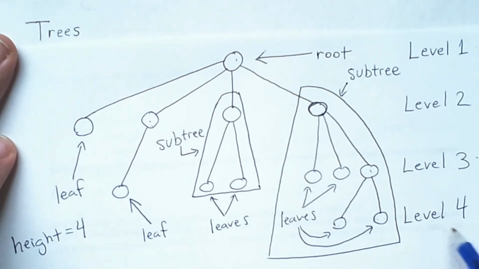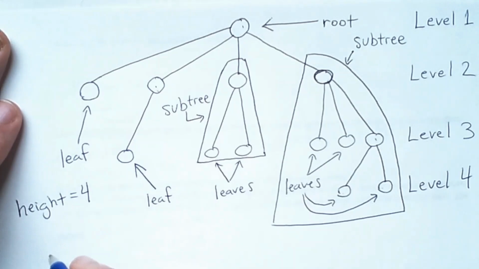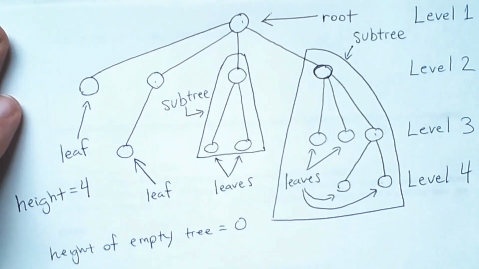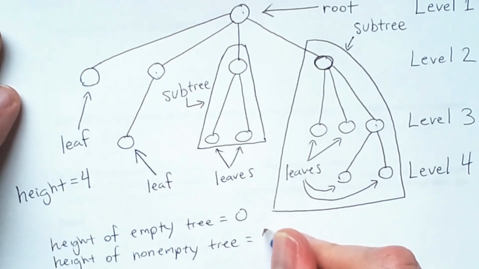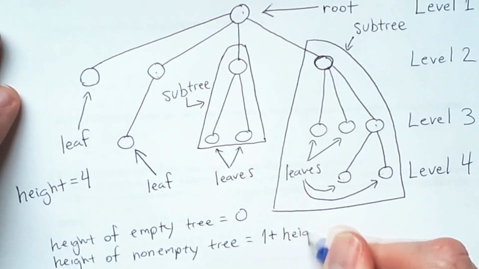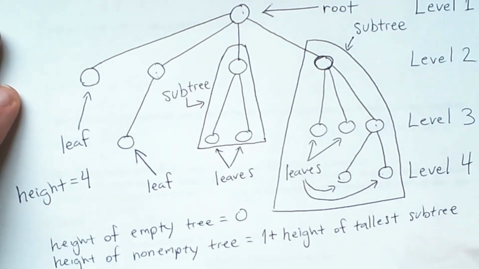We could also define the height recursively in the following way. So for example, I could say that the height of an empty tree is 0, and the height of a non-empty tree is 1 plus the height of the tallest subtree, although this would have to be a subtree that excludes the root.